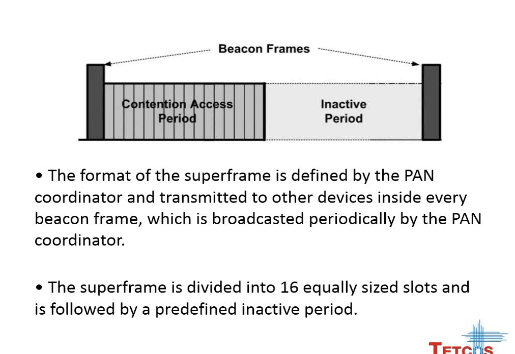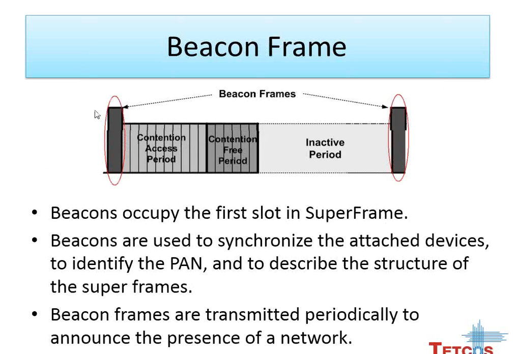So let us consider the beacon mode. In case of beacon mode, as I've already said, beacons will be transmitted after every periodic time. So beacon frames occupy the first slot in the superframe. The superframe stands for the time duration from the first beacon to before the consecutive beacon. So this whole is known as the superframe. The beacons are, as said before, used to synchronize the attached devices to identify the network, and it also describes the structure of the superframe.